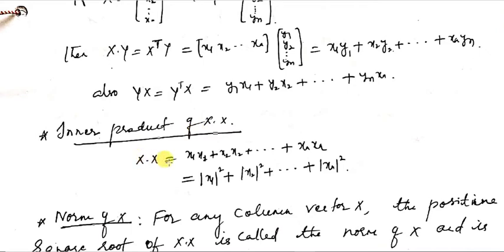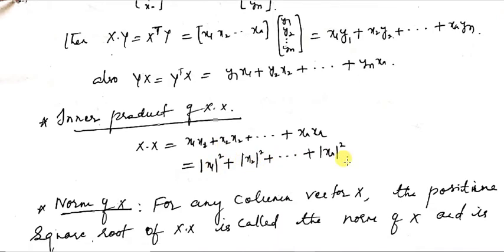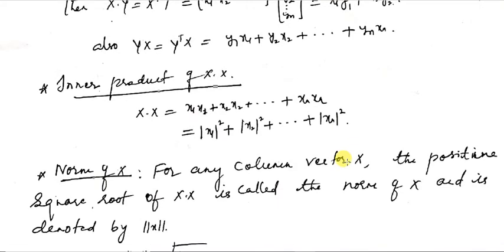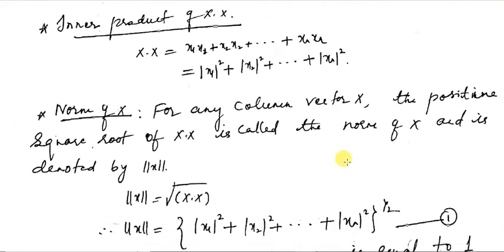So the inner product of x with x is equal to x1 x1, or mod x1 square plus mod x2 square plus and so on plus mod xn square, which takes only the absolute value.